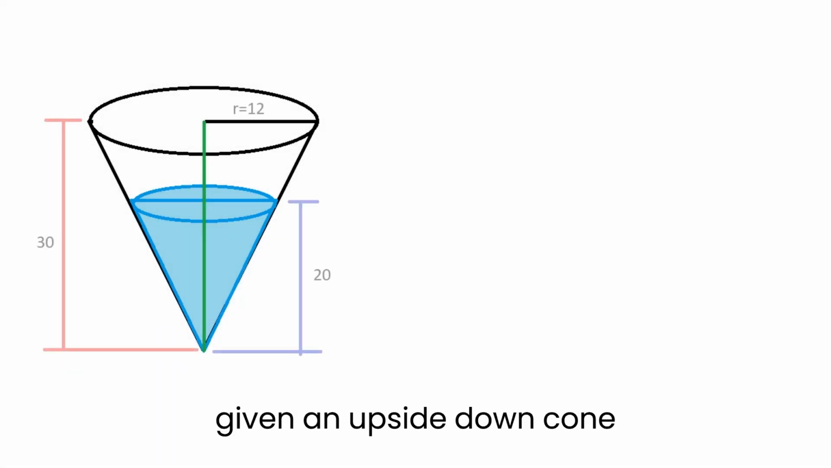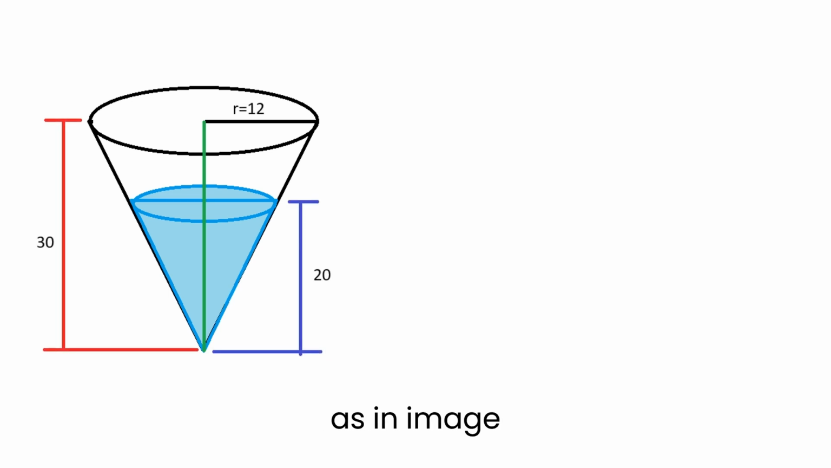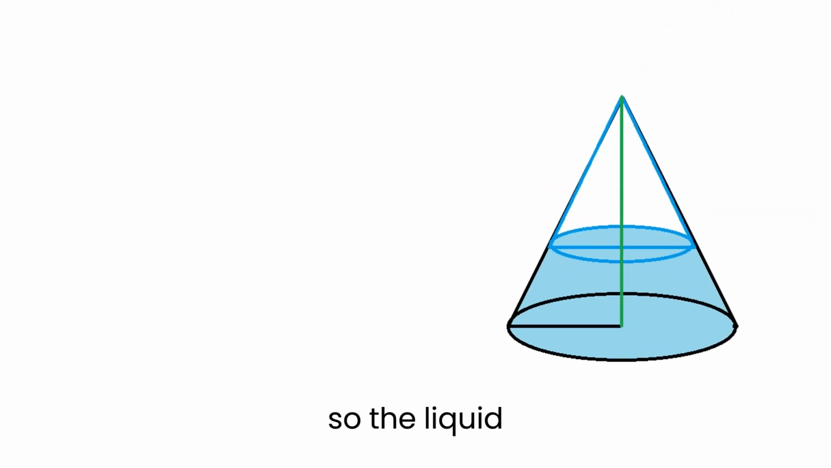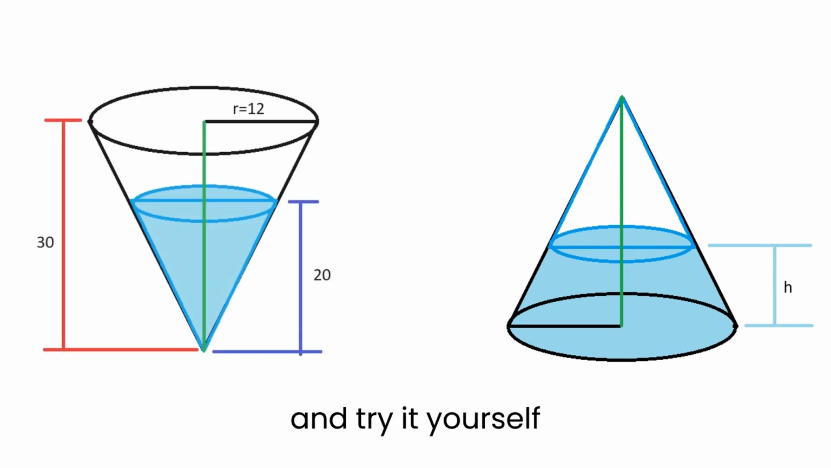In this video we will see a cone geometry problem. Given an upside-down cone filled with liquid, with properties as in the image. The cone will be flipped. Luckily there is a lid, so the liquid stays in the container. Now what is the new height of the liquid? You can pause the video and try it yourself.